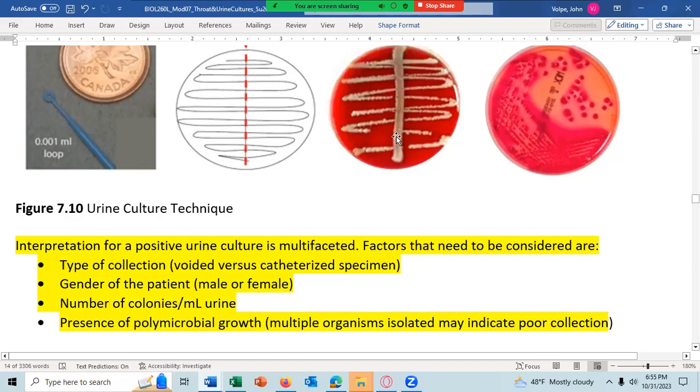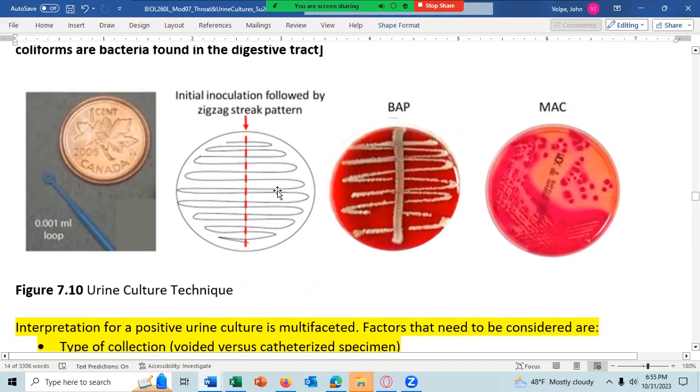That's a blood agar plate. And then you streak also with a urine culture. You also streak it on either a MacConkey agar plate, a MAC plate, or an EMB plate. Here they're doing a MacConkey.